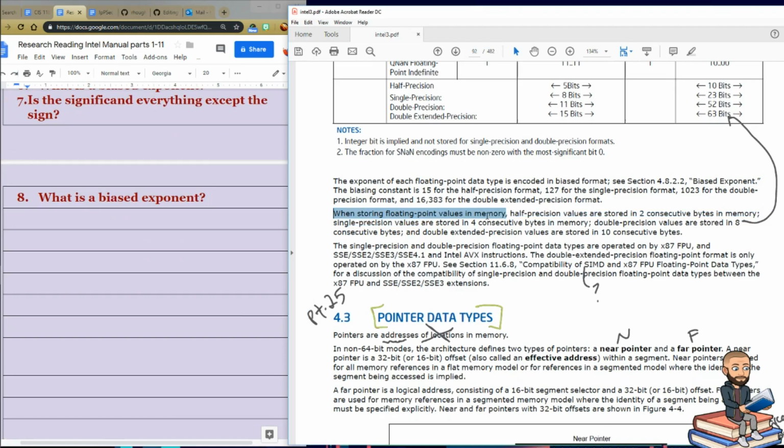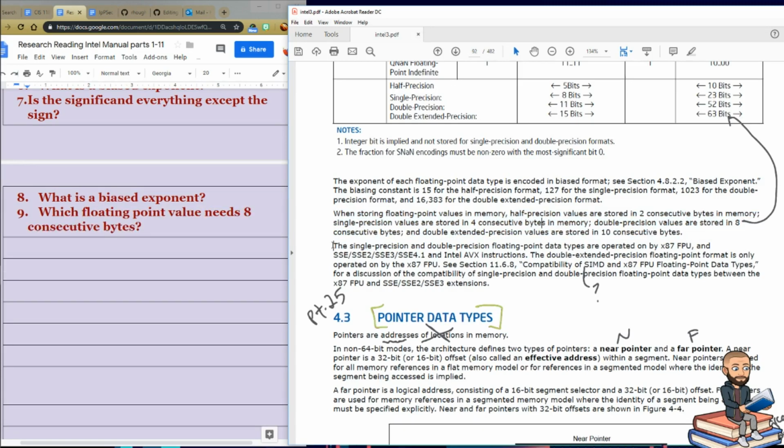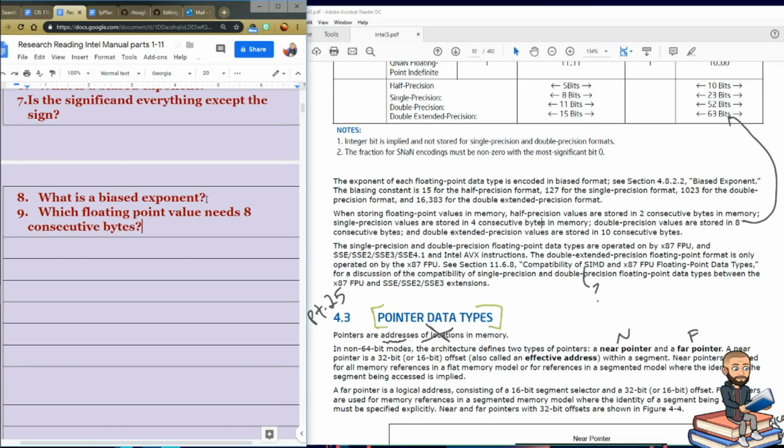When storing floating point values in memory, half precision values are stored in 2 consecutive bytes in memory, single precision in 4, double in 8, and double extended precision values are stored in 10 consecutive bytes. So now when I'm thinking about programming, I'm thinking more about a program accessing chunks from memory versus single bytes at a time. And that's why I recommend budding programmers start with something like this Intel manual.